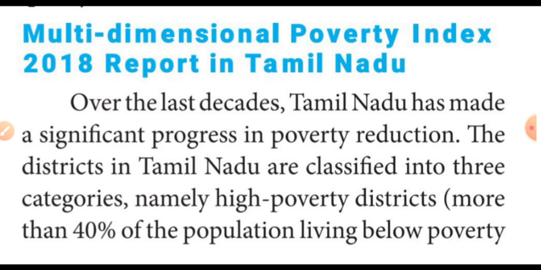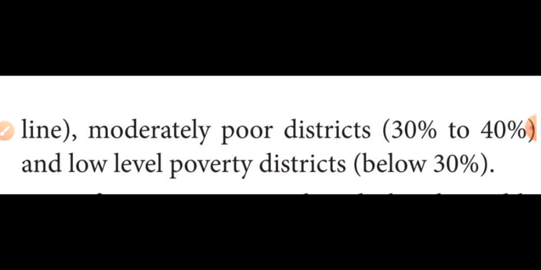High poverty districts means more than 40% of the population are living below poverty. Moderately poor districts means 30 to 40 percent of the population. Low level poverty districts means below 30 percent of the population are living in poverty.